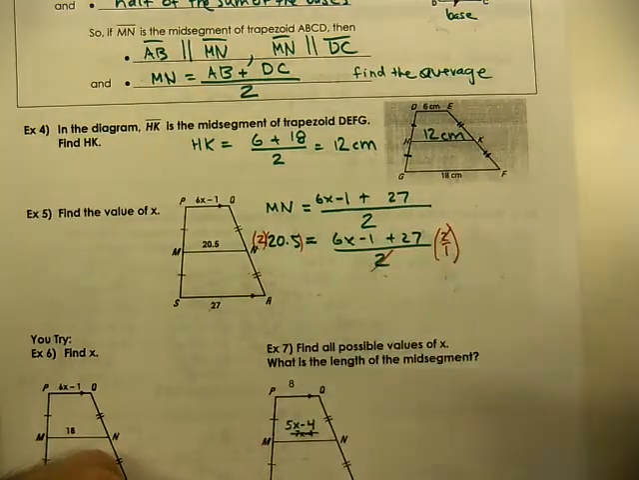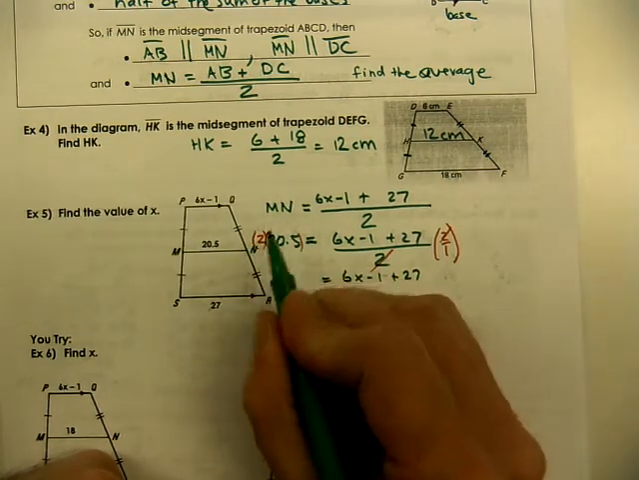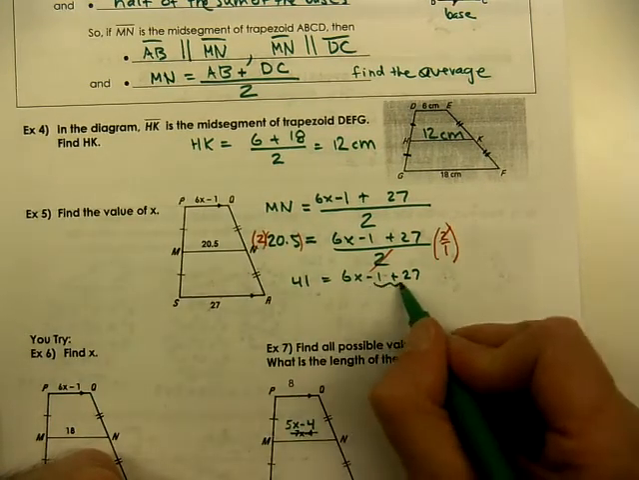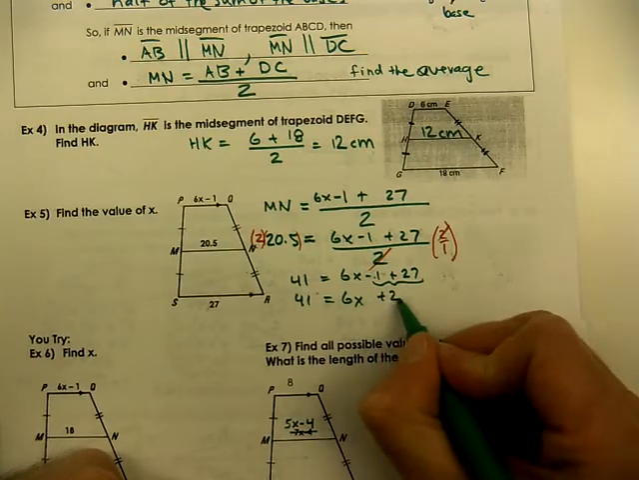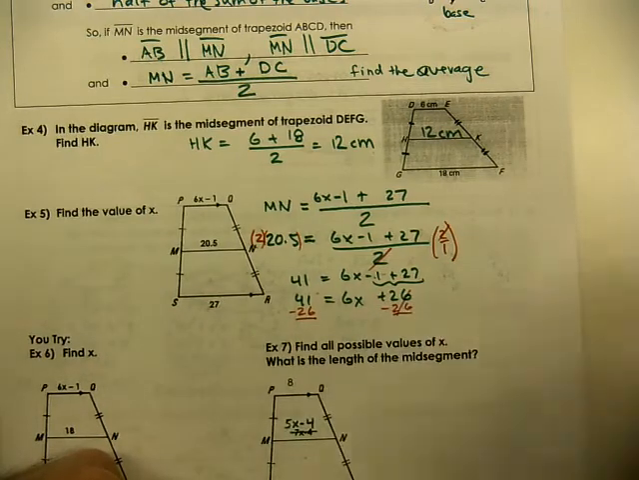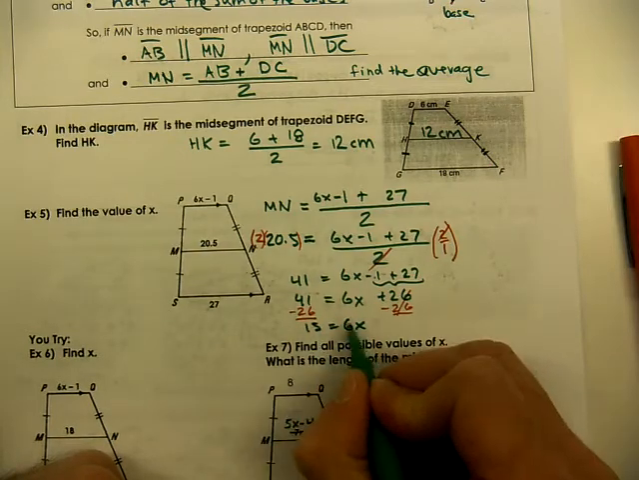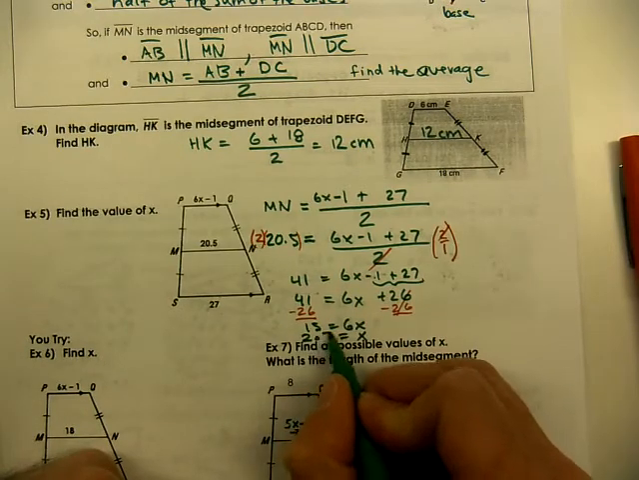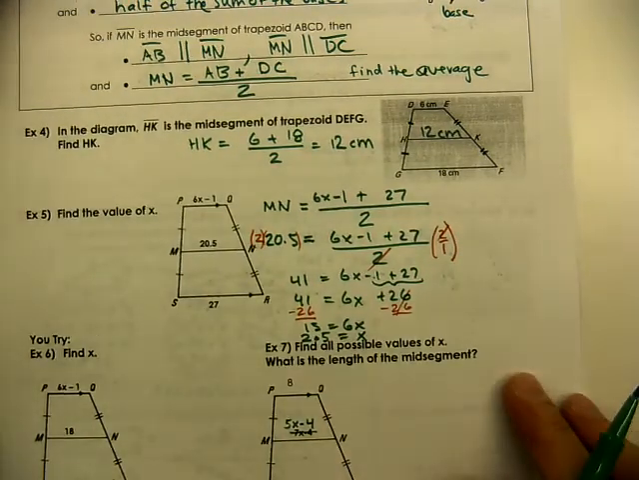So on the right-hand side, 2 over 2 cancels out. So now we don't have a denominator anymore. On the left-hand side, we're doubling the 20.5, and that gives us 41. Let's combine these like terms on the right-hand side. So 41 equals 6x, and negative 1 plus 27 is a positive 26. Let's move all the constant terms to the left-hand side. So I'm subtracting 26 from both sides. So we have 15 equals 6x. So lastly, divide both sides by 6 to get x by itself. And we have a decimal here of 2.5. So that can be tricky.